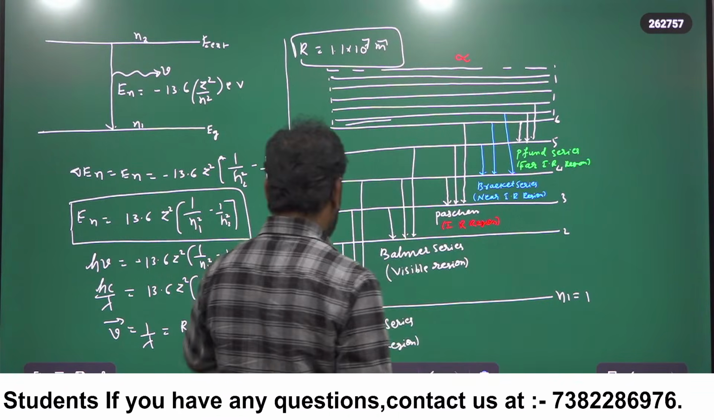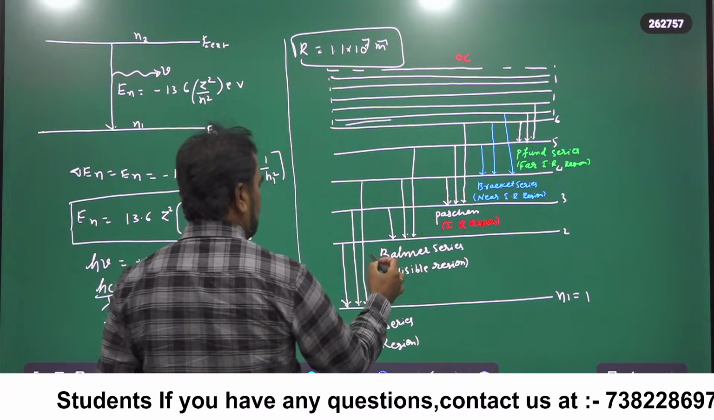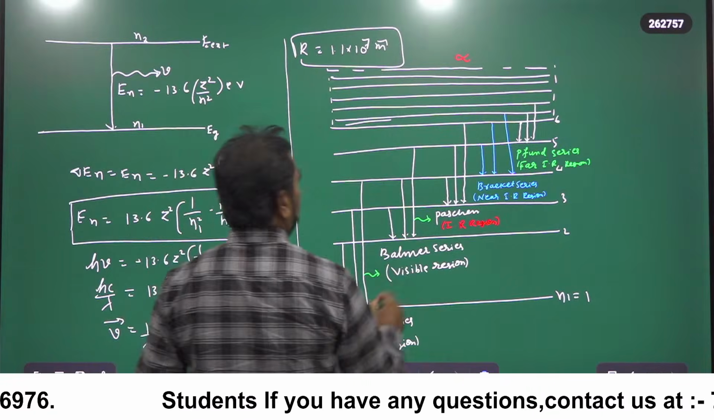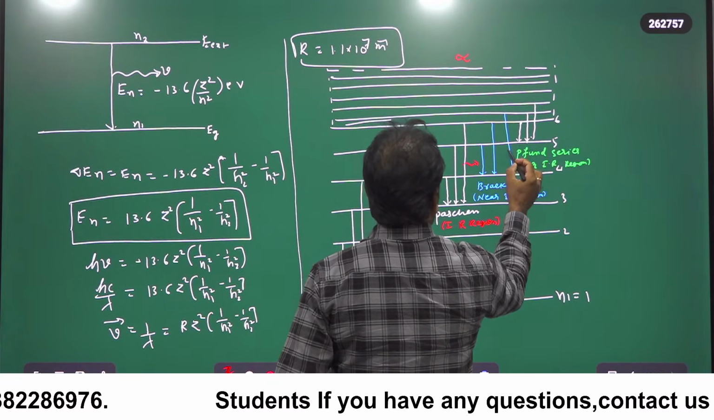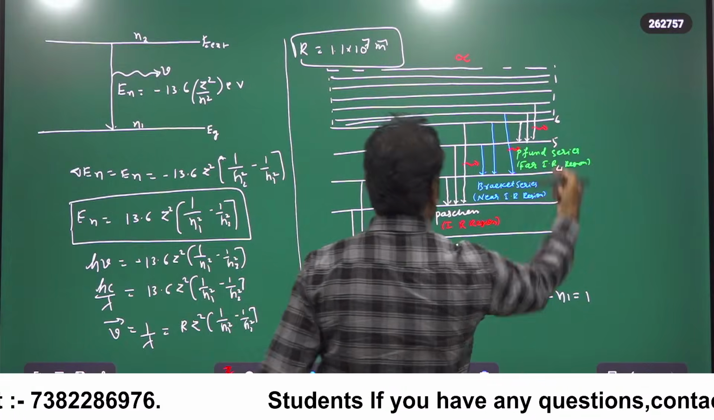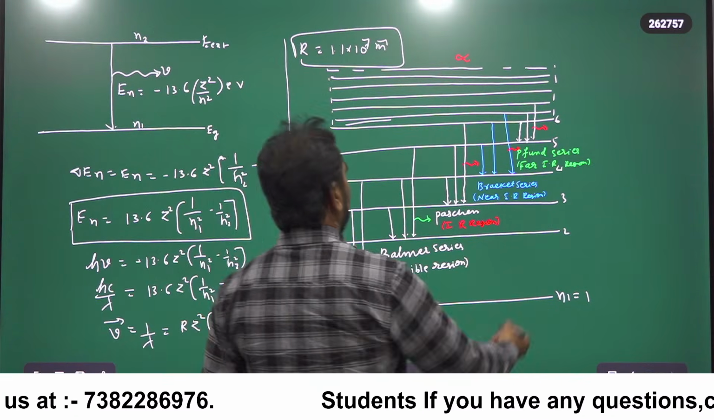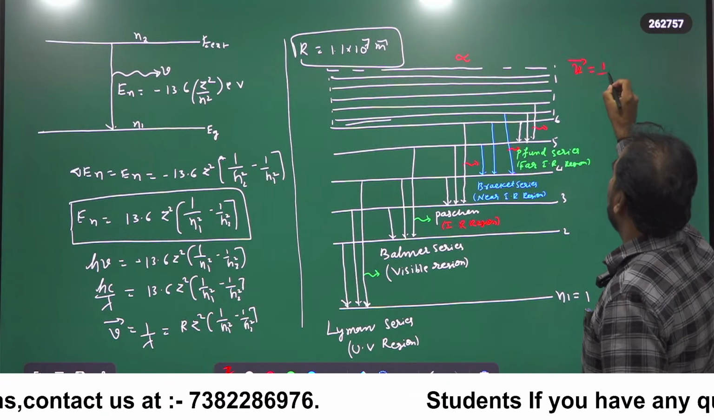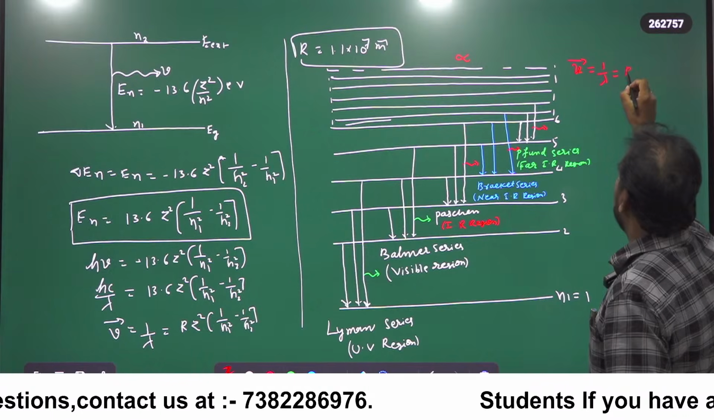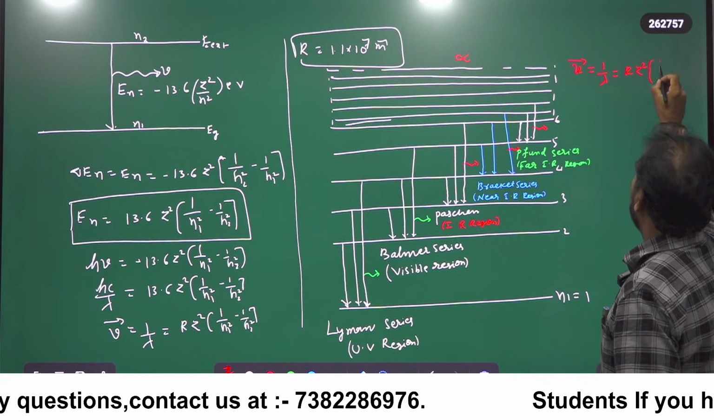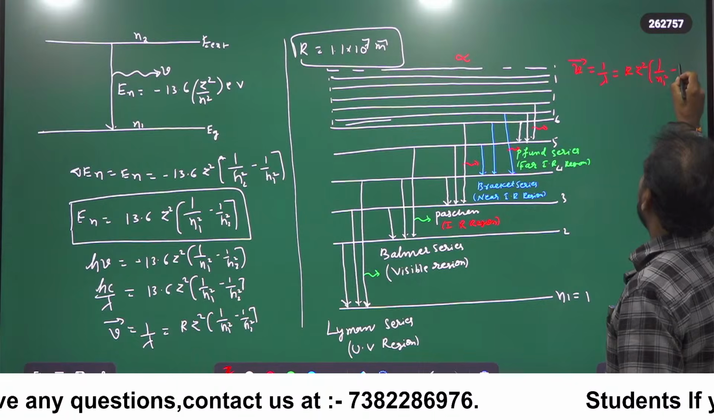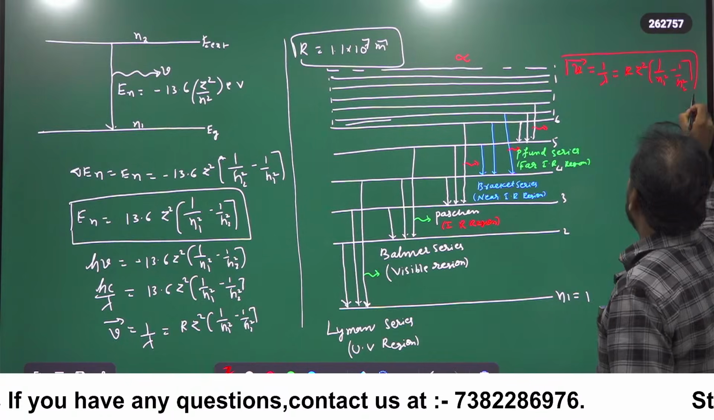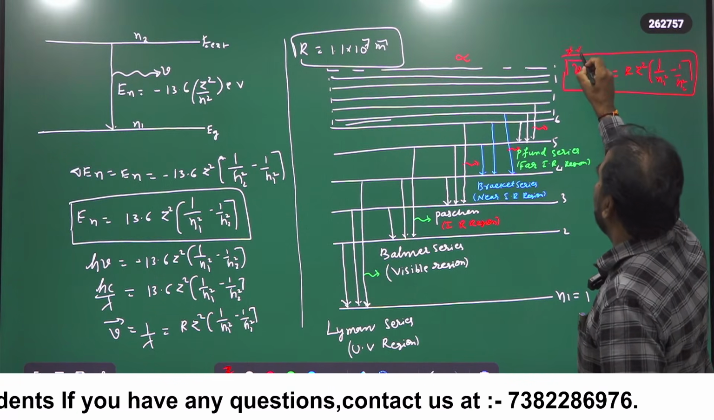Okay, so the respective wavelengths or wave numbers of the spectral lines of these series we can determine by using nu bar, where nu bar is equal to 1 by lambda is equal to R Z square into 1 by N1 square minus 1 by N2 square. Okay, this is the standard formula.